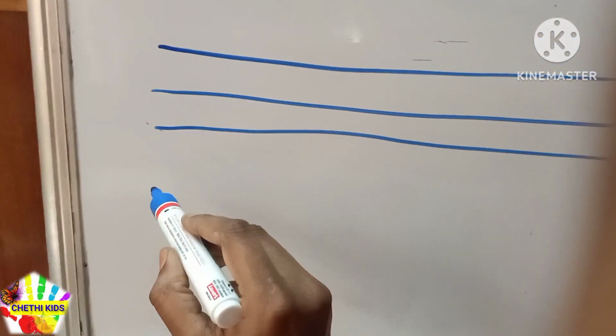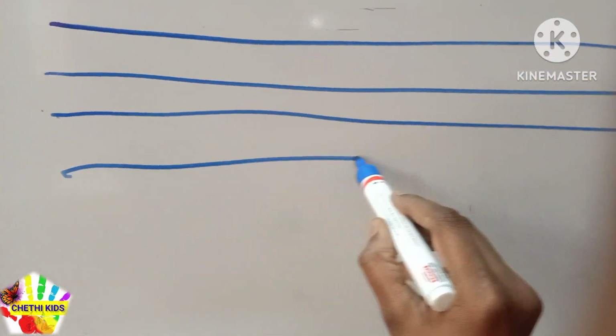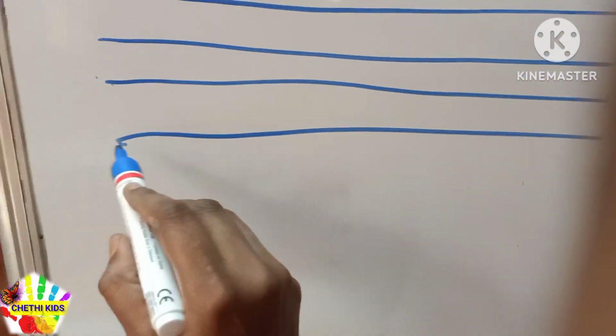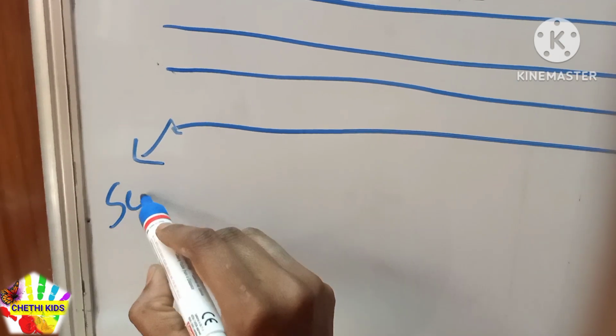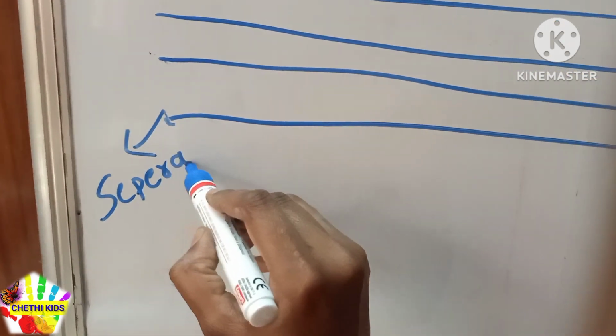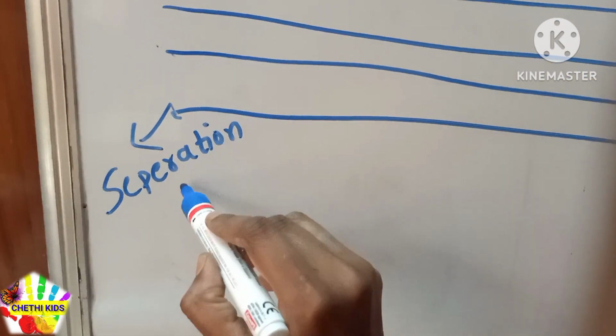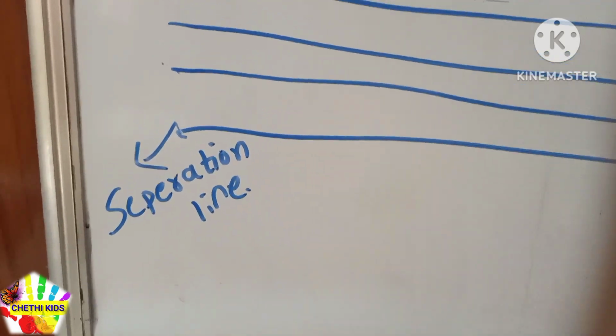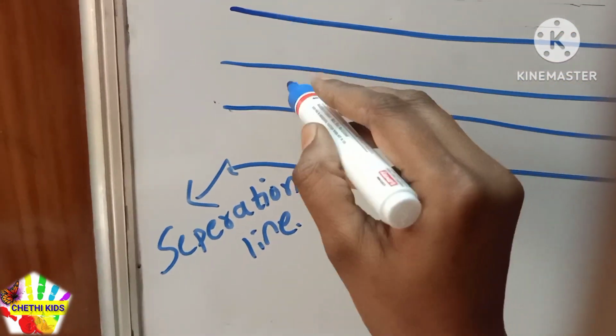Next we'll see the next letters. Here these are the 4 lines I am drawing. This is the separation line. Next we'll see how to write capital M.